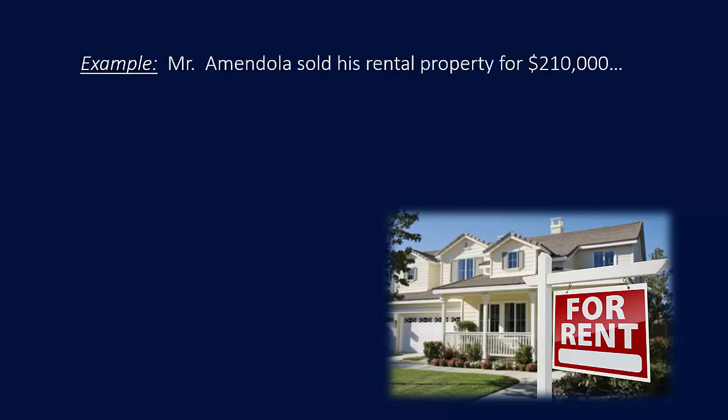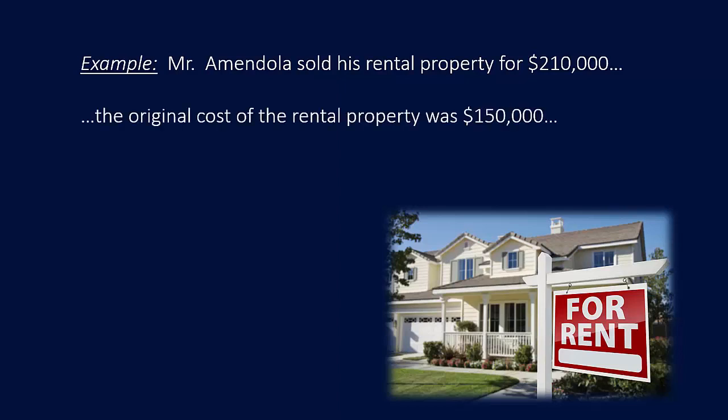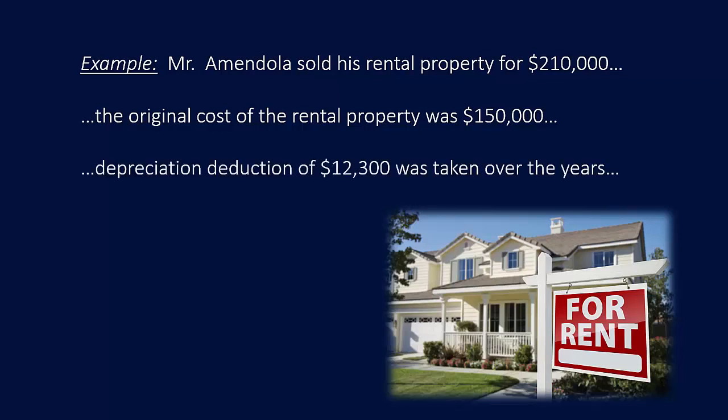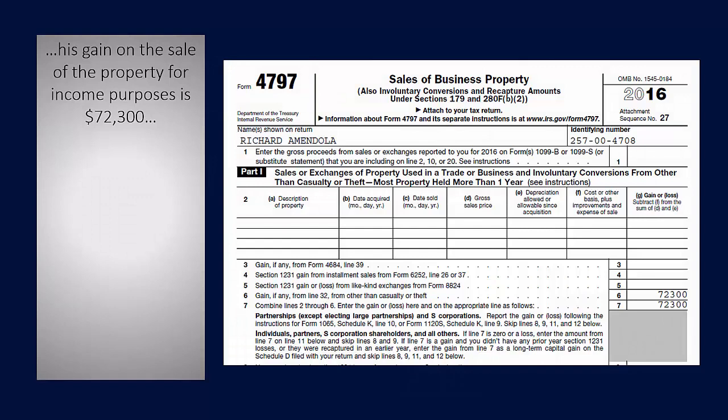For example, Mr. Amendola sold his rental property for $210,000. The original cost of the rental property was $150,000. Depreciation deduction of $12,300 was taken over the years that he rented the property. His gain on the sale of the property for income purposes is $72,300, which is $210,000 minus the $150,000 that he paid for the rental property.